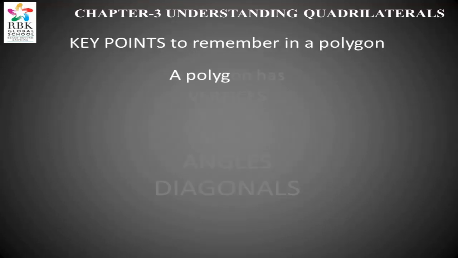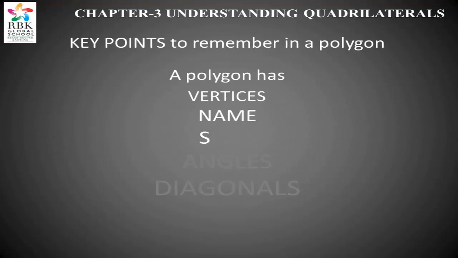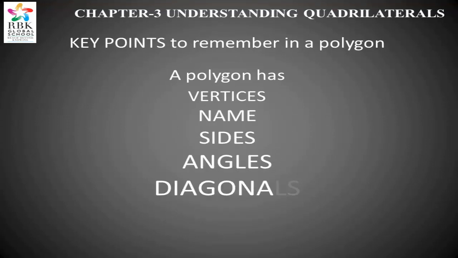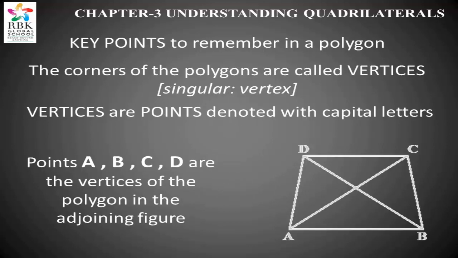Points to remember in a polygon. A polygon has vertices, name, sides, angles, and diagonals. The corners of the polygons are called vertices in plural and vertex in singular. Since they are points, they are denoted with single capital letters. In the given figure, A, B, C, and D are the vertices of the polygon.